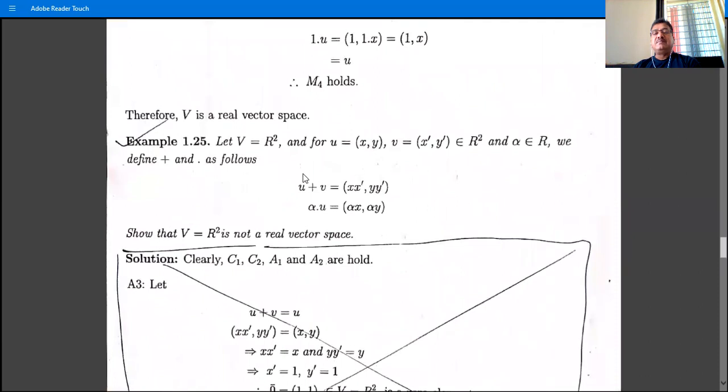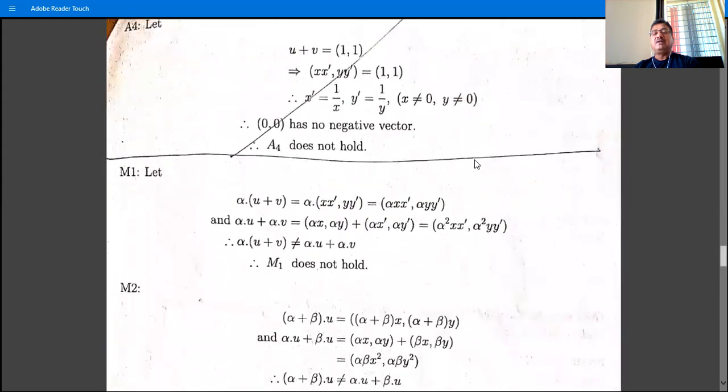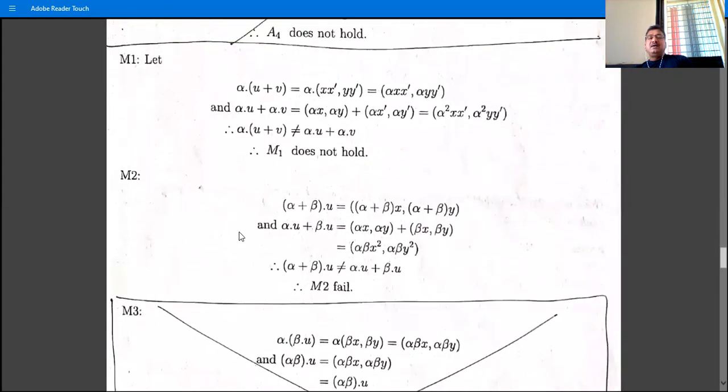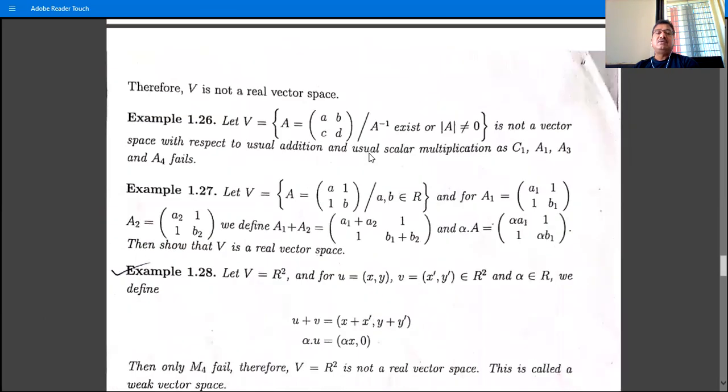Give the counter example. Take alpha as an element, suppose 2, then U bar and V bar as particular elements, and find (alpha + beta)U bar and alpha U bar + V bar and alpha U bar + alpha V bar separately, and show these two are not equal.